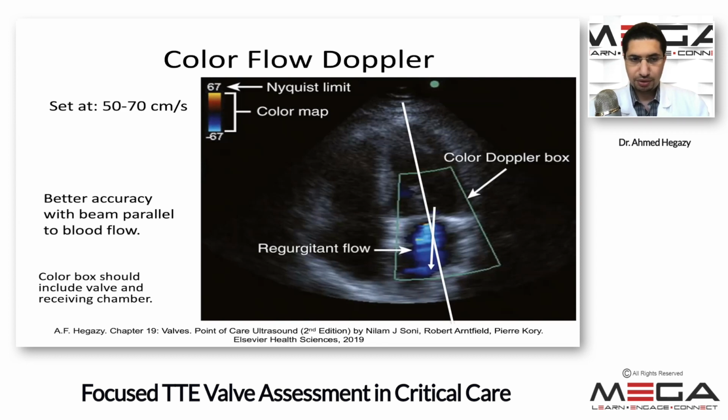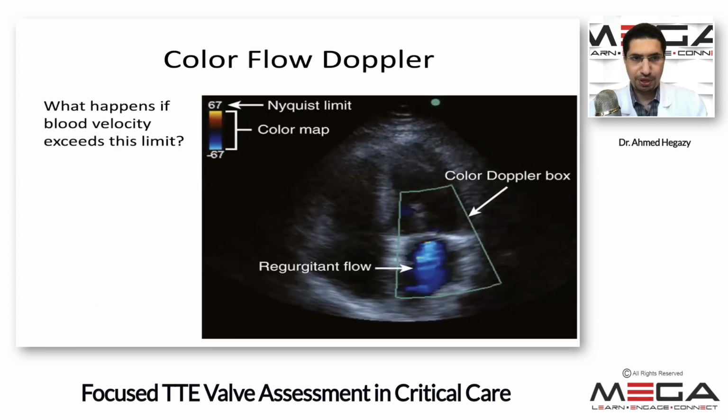And the color box should also include the receiving chamber. What I mean by the color box is this box here that shows us where the color is being displayed. Essentially, color Doppler is a bunch of pulse wave Dopplers in a box, and it detects flow of blood within that color box. So make sure that when you are setting your color box that it includes the regurgitant chamber, the chamber that is receiving your jet. Example, in this case of mitral regurgitation, you're interested if the flow is going back into the left atrium, and so your color Doppler box should include the left atrium.